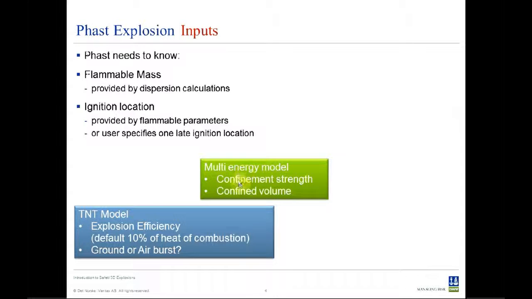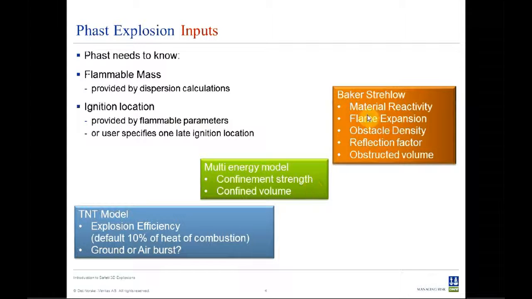The TNO multi-energy model, for that we need to define a confinement strength and a confined volume. So of all the flammable mass available in the atmosphere, what fraction of it, either by fraction or volume, is going to be involved in the explosion. And finally the Baker-Strehlow model, where we get a little bit more assistance than the multi-energy model, where we work out the blast strength based on a material reactivity, the flame expansion, the dimensions through which it can expand, the obstacle density, and the reflection factor. And then the obstructed volume, like the confined volume, how much of the cloud is involved in the explosion.